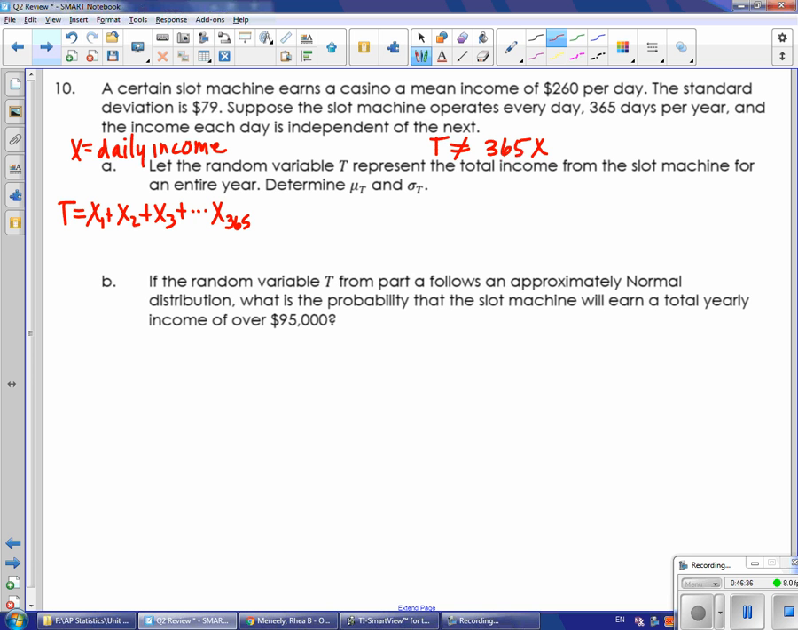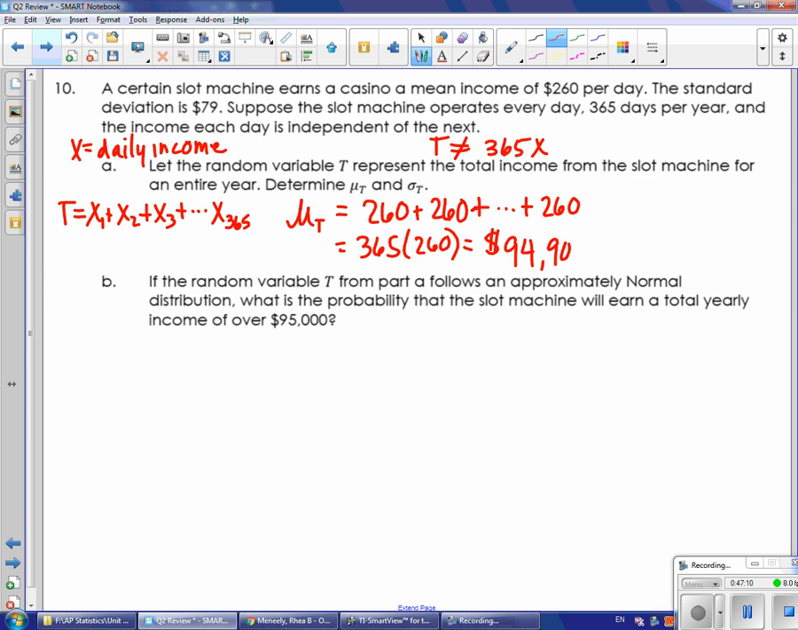So the mean of t, and the mean of t isn't going to matter. I'm basically going to add 260 plus 260 plus 260 365 times. So the mean does end up being 365 times 260. So that is true. And that will end up giving you a mean income for the year of $94,900. To find the standard deviation, we have to work with the variance.